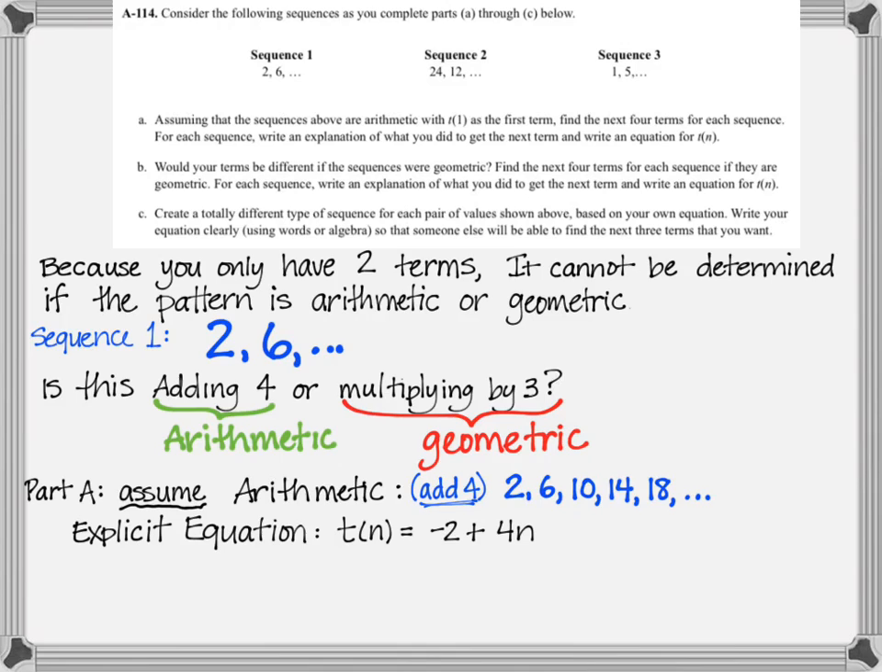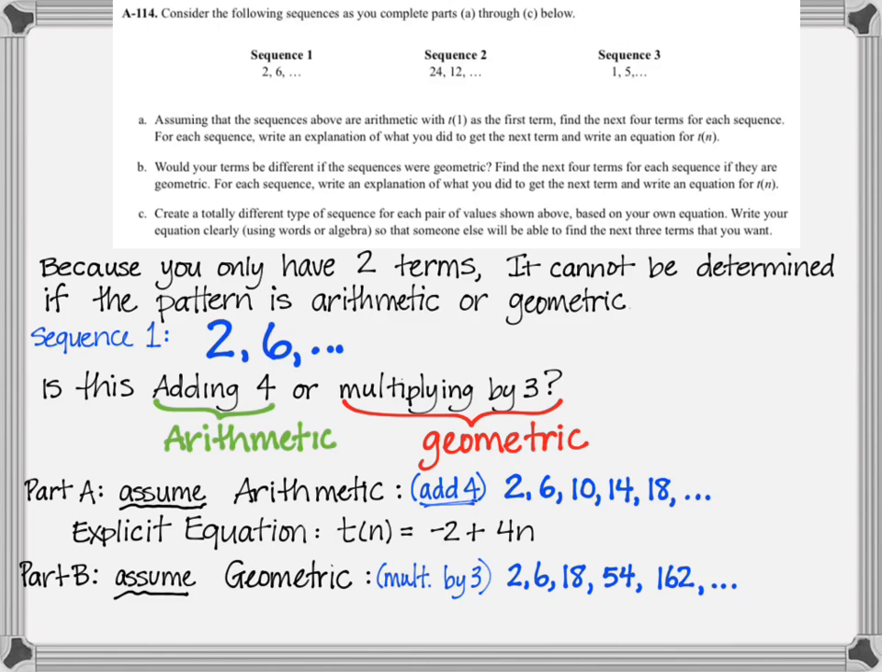In part B, you're going to assume that it's geometric, meaning let's multiply by 3s. So we're going to start with 2 and then 6, and we get 2, 6, then 18, 54, 162. These are multiplying by 3s. The explicit equation is, what would you start with, 2/3, multiply it by a 3, and get 2. Well, multiply 2/3 times 3, you get 2. So this is the 0th term, and then this is the pattern multiplying by 3s, and so it's exponential.